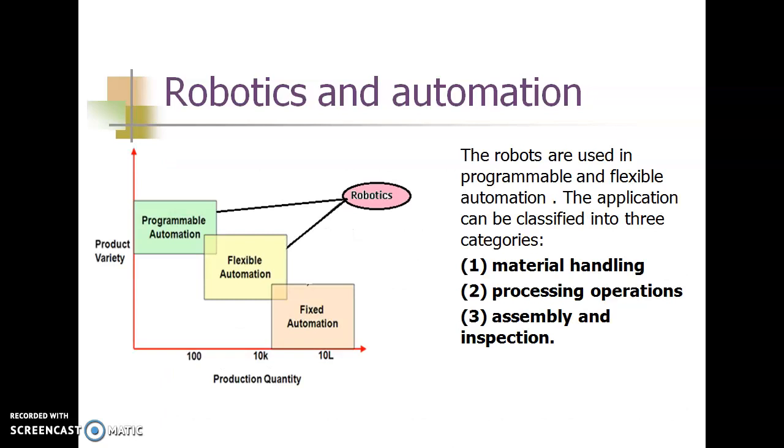In these three automations, where do robots come into the picture? The robots are used in programmable and flexible automation. In fixed automation, not many robots are used. The two very important areas are programmable automation and flexible automation. You can see from the diagram what we have discussed so far: the production quantity is more for fixed automation, the product variety is more for programmable automation, and flexible automation lies in between these two. In programmable and flexible automation, robots are employed.